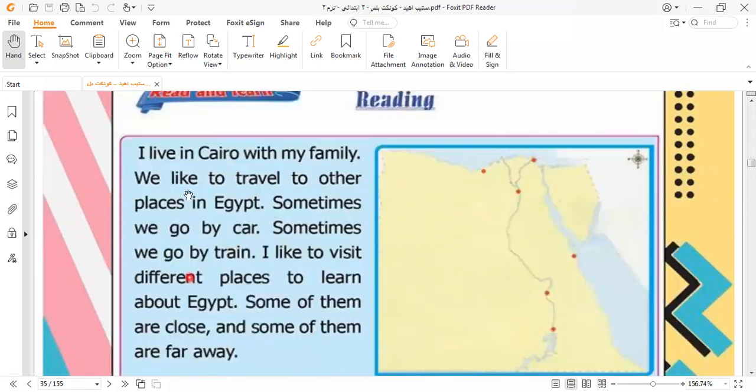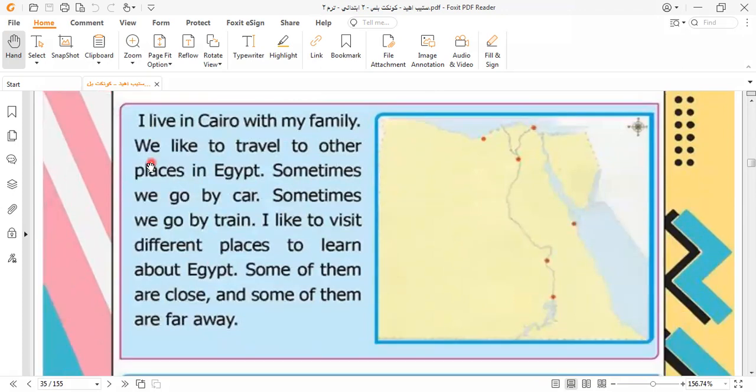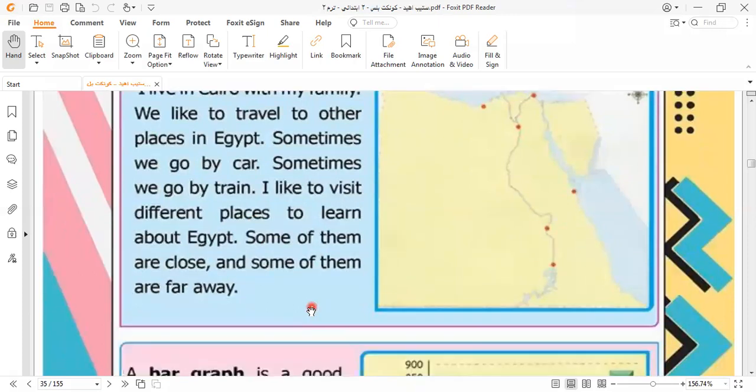I will repeat this text so you can listen clearly with me again. I live in Cairo with my family. We like to travel to other places in Egypt. Sometimes we go by car, sometimes we go by train. I like to visit different places to learn about Egypt. Some of them are close and some of them are far away.